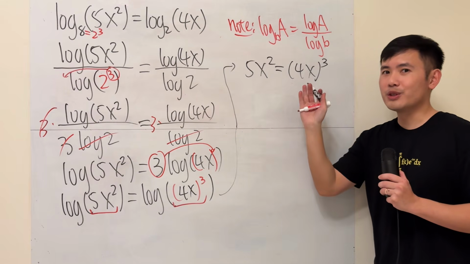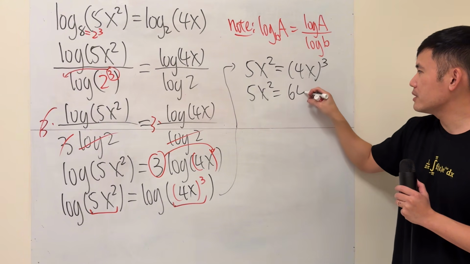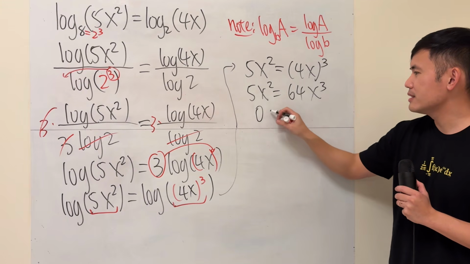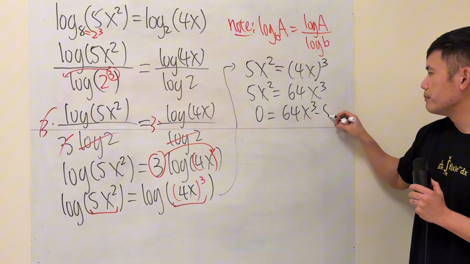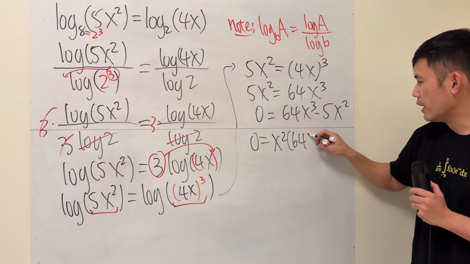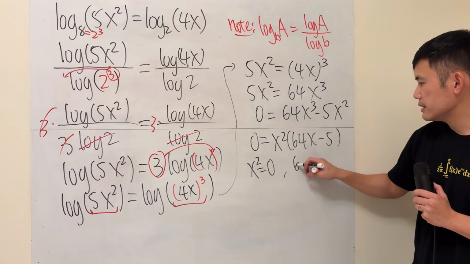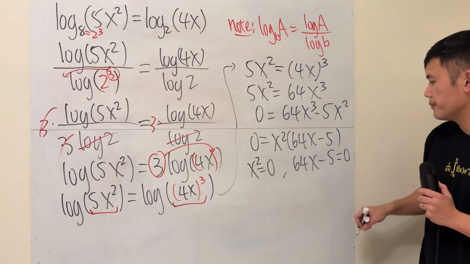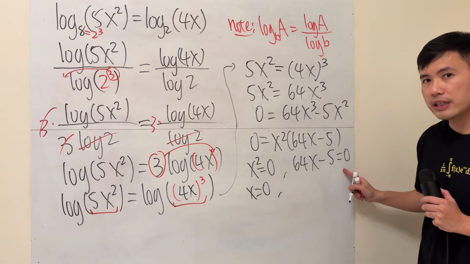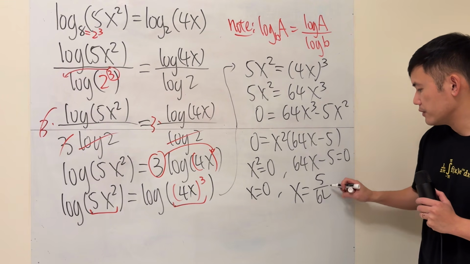And now it's just a regular equation with no logs, so just work it out. This is 5x squared equals 4 to the third power, 64x to the third power. Subtract 5x squared from both sides. So this is 64x to the third power minus 5x squared. Factor out x squared. So we get 64x minus 5. So that means x squared equal to 0, or 64x minus 5 equal to 0. This is saying x is equal to 0, and this is saying add 5 to both sides, divide by 64 on both sides, so x is equal to 5 over 64.